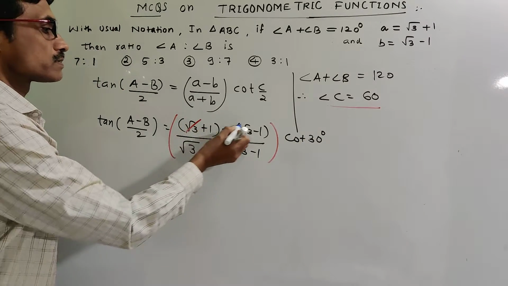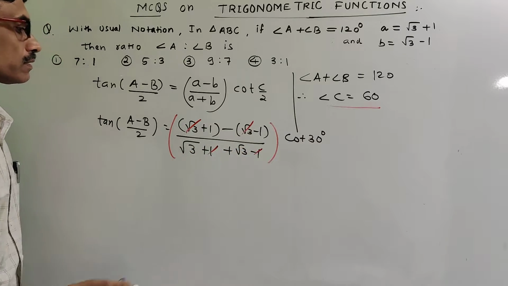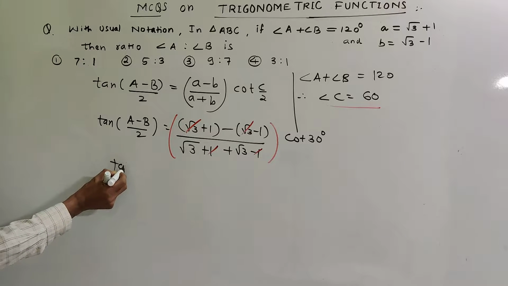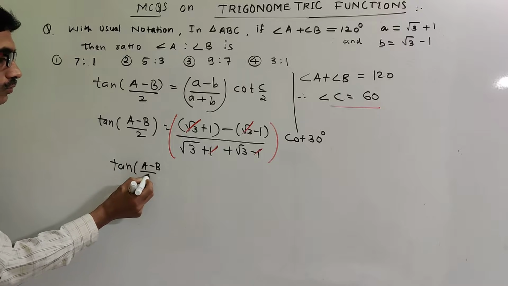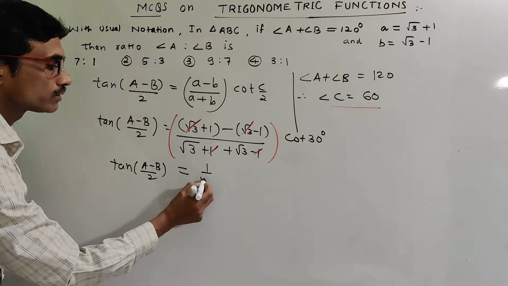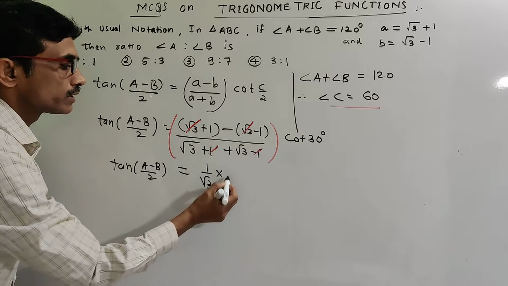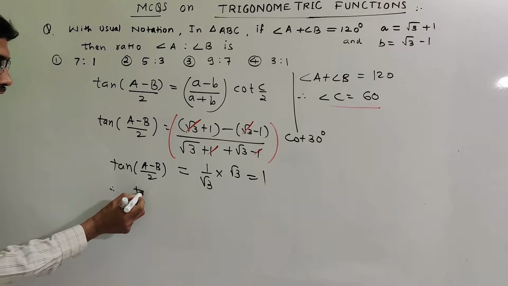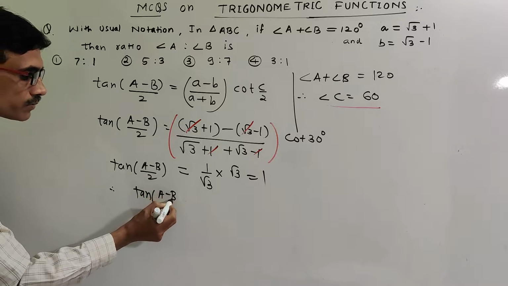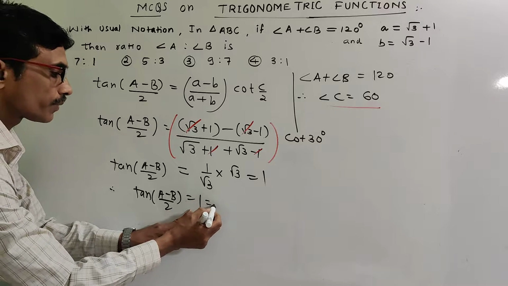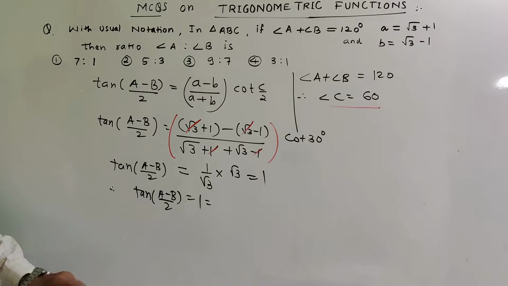Here root 3 is getting cancelled, 1 is getting cancelled, and it will be 2 upon 2 root 3. Here tan of (A minus B) upon 2 is equal to 2 upon 2 root 3, that is 1 by root 3, and cot 30 is root 3. Therefore it is 1. Now as it is 1, tan of (A minus B) upon 2 will be equal to 1. Therefore that is what? Pi by 4.